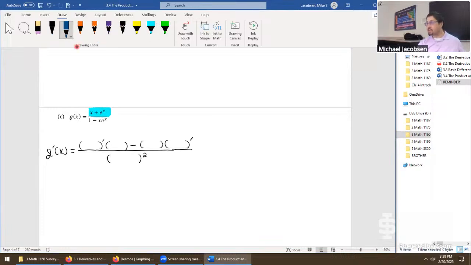So take x e to the x plus e to the x, rather, goes into just those positions. Take 1 minus x e to the x. It goes here, and here, and finally here.